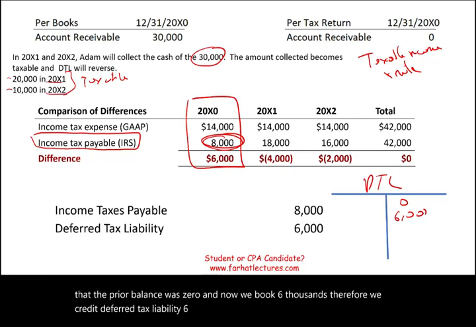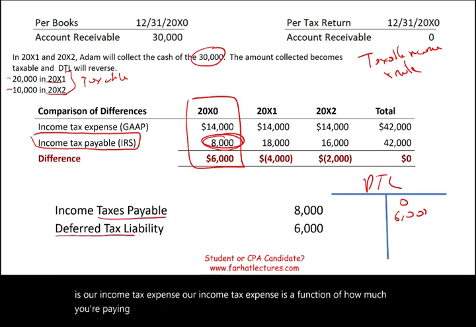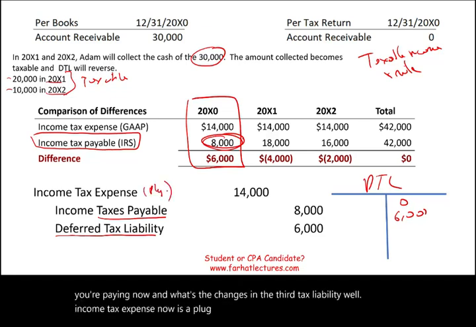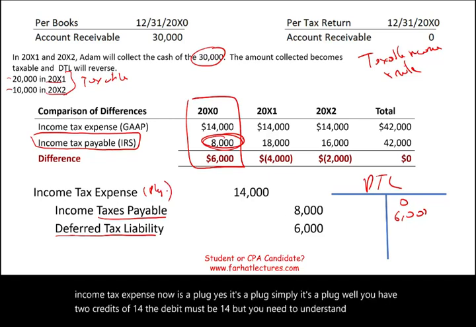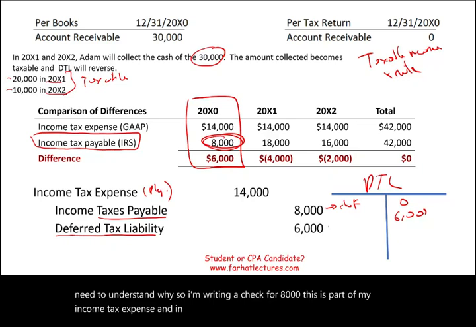Now we compute our income tax expense. What is our income tax expense? Our income tax expense is a function of how much you're paying now and what's the change in deferred tax liability. Well, income tax expense now is a plug. Yes, it's a plug. Well, you have two credits totaling 14. The debit must be 14, but you need to understand why. So I'm writing a check for 8,000. This is part of my income tax expense. And in the future, I'm going to have to write another check for 6,000. Therefore, my income tax expense for this year is 14,000.